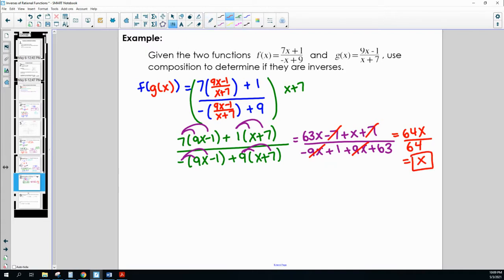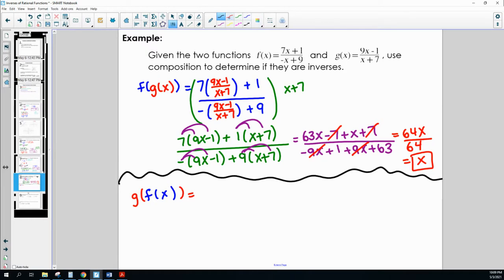Now we want to check this the other way. So we're going to do g of f of x. So the same thing we just did pretty much, but the opposite way. So we're going to write the g function. Let me just separate this for a second so we don't get super confused. Okay, we're going to write the g function and leave spaces wherever we have an x. So we're going to have 9 space minus 1 over blank plus 7.